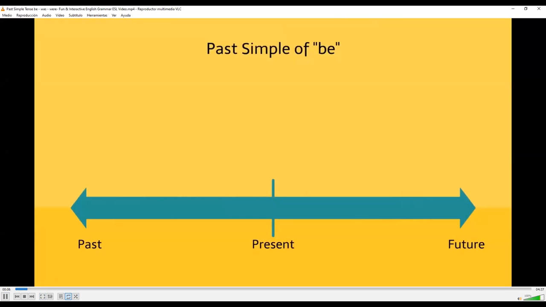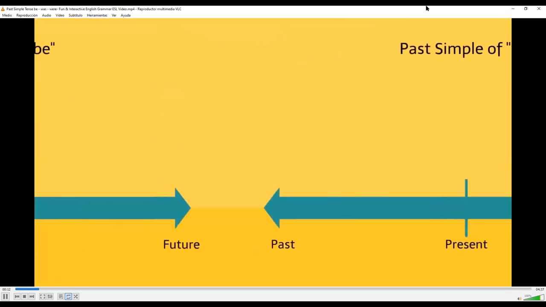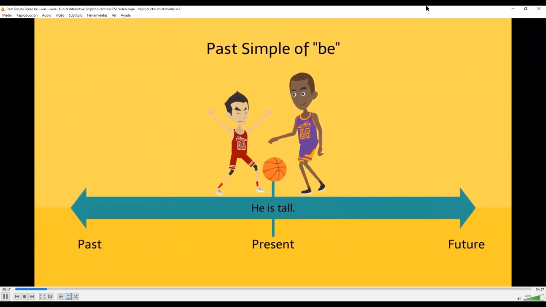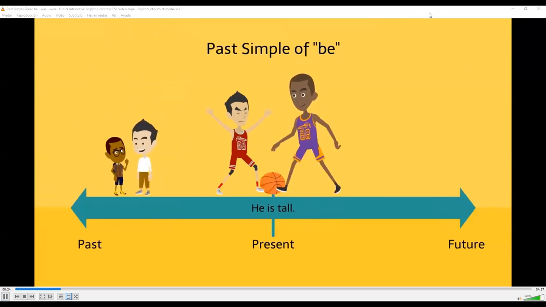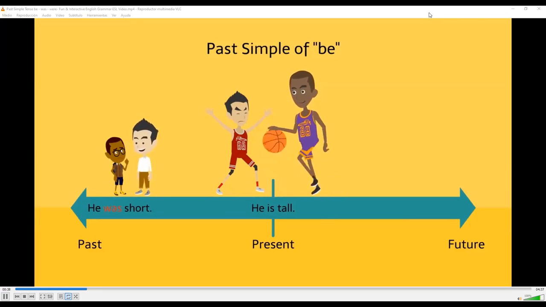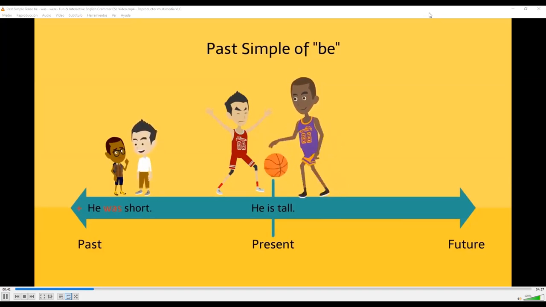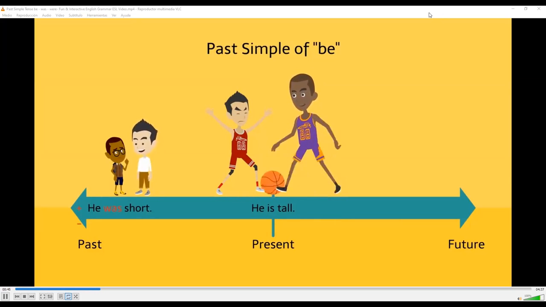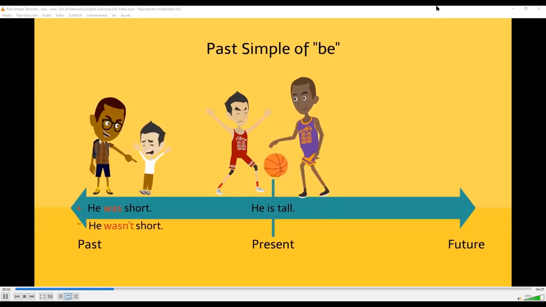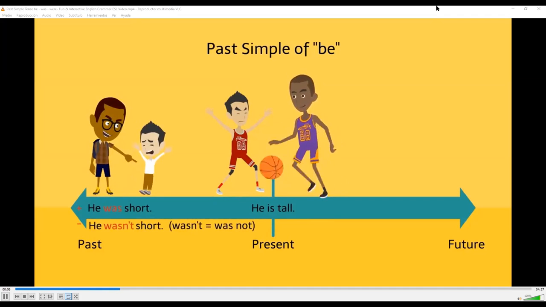What is the past simple of be? We can say, he is tall about the present. What can we say about his past? He was short. This is called the past simple tense. We use the past simple to talk about the past. He was short is the positive. What is the negative? The negative is he wasn't short. Wasn't is the contraction of was not.